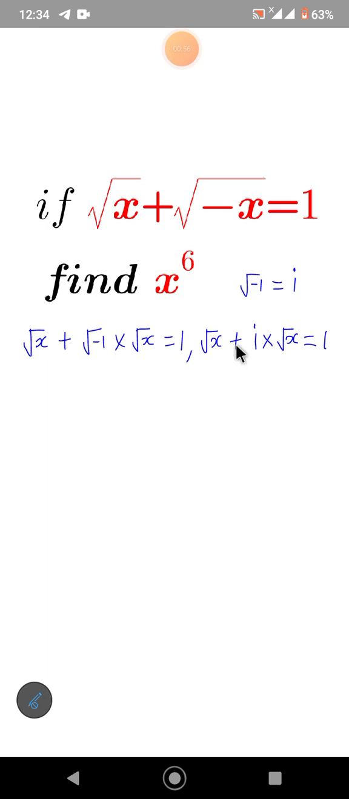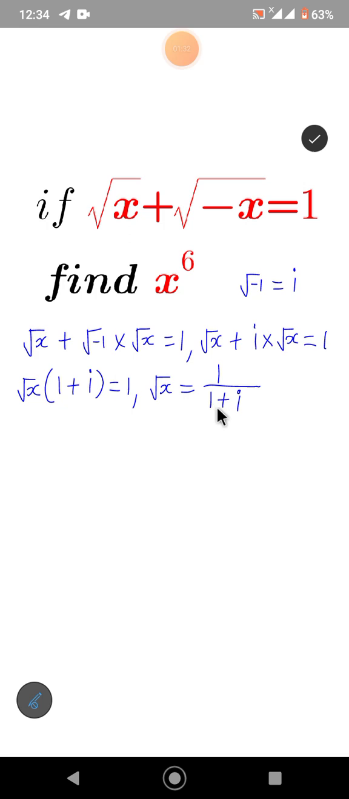Then from here, I'm going to factorize this. If I factorize this, I will get the square root of x, open bracket, then square root of x divided by square root of x, that here will be 1, plus i times square root of x divided by square root of x, I will be left here. Close my brackets, all equal to 1. Then from here, the square root of x will be equal to 1 all over 1 plus i.